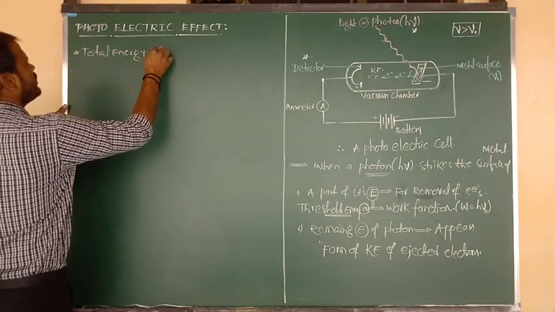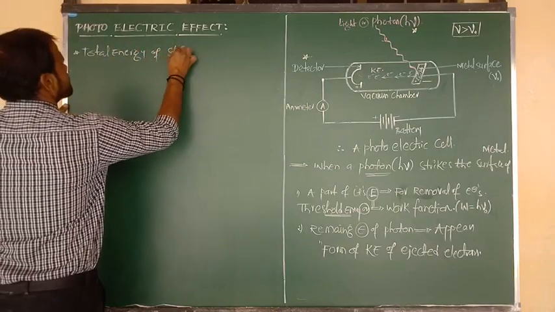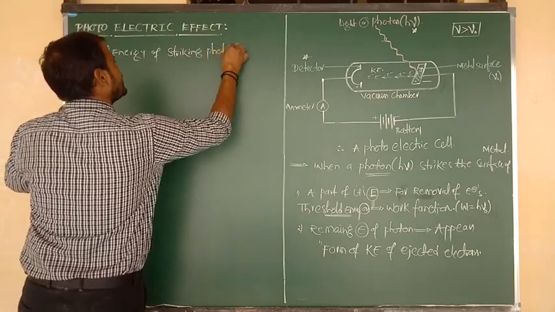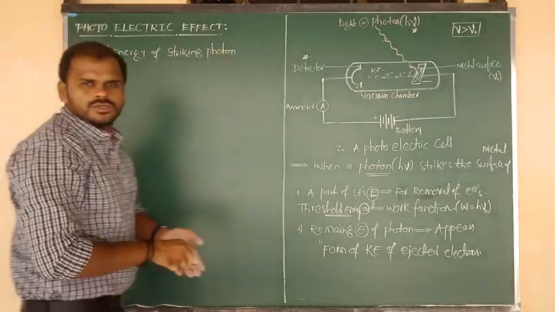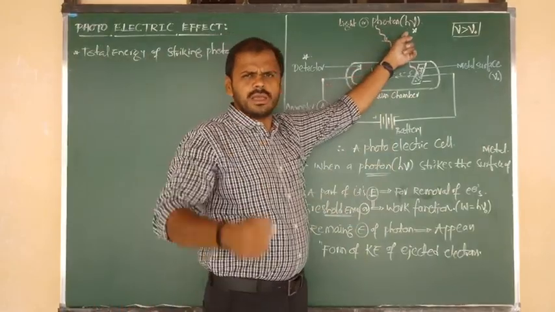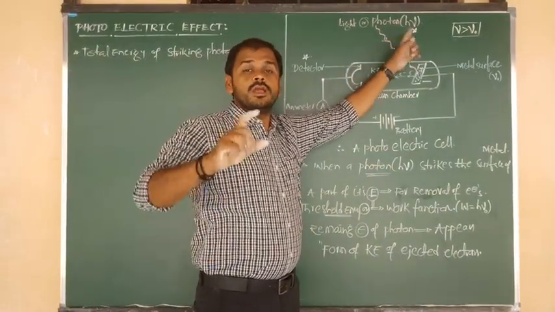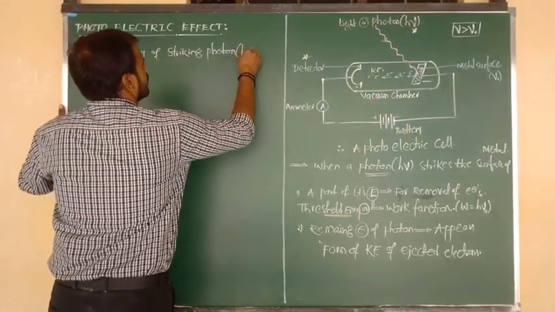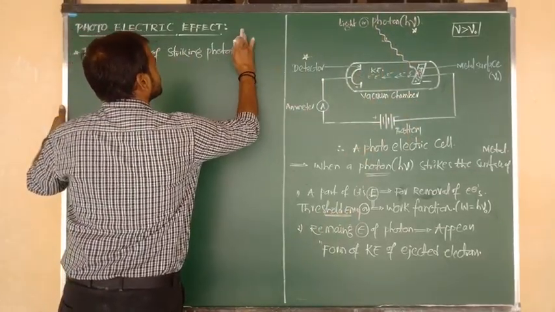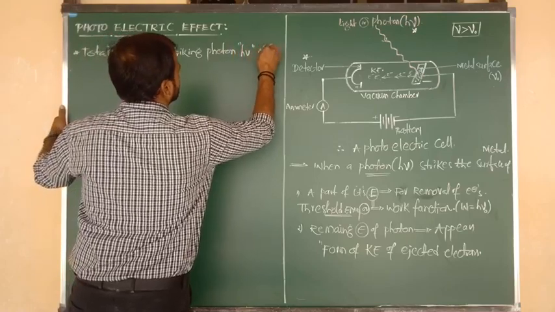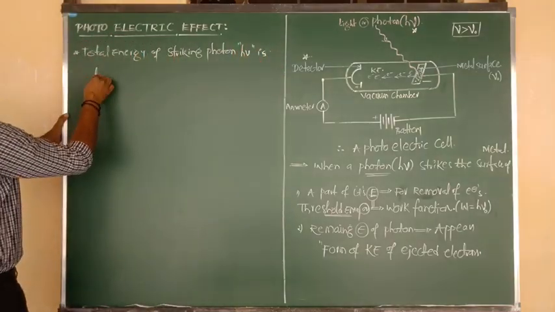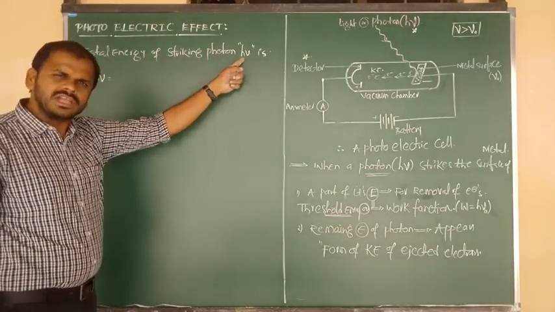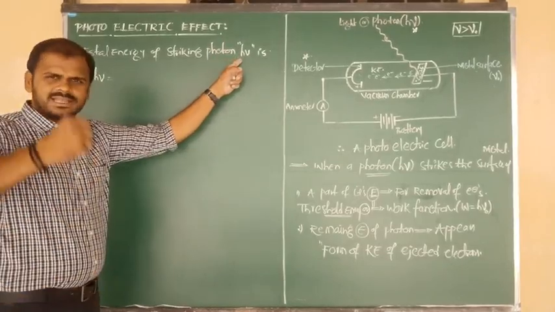Good, right. So totally here I am going to write that finally we have to say the total energy of the striking photon. What is the total energy? hν, E equals hν. Okay, total energy of the striking photon hν is, E equals hν, which means it is nothing but 100%.